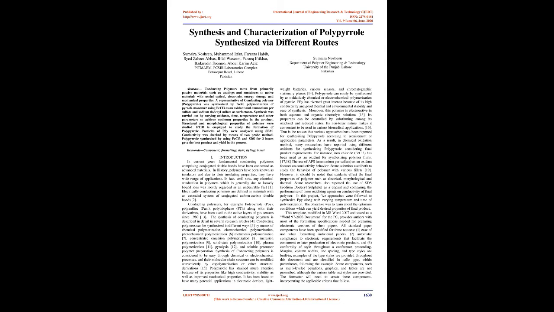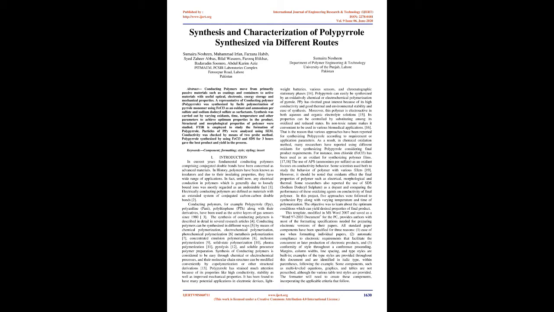Introduction. In recent years, fundamental conducting polymers comprising conjugated double bonds have been of interest as advanced materials. In history, polymers have been known as insulators and due to their insulating properties, they have a wide range of applications. In fact, until now, any electrical conduction in polymers, which is generally due to loosely bound ions, was mostly regarded as an undesirable fact.